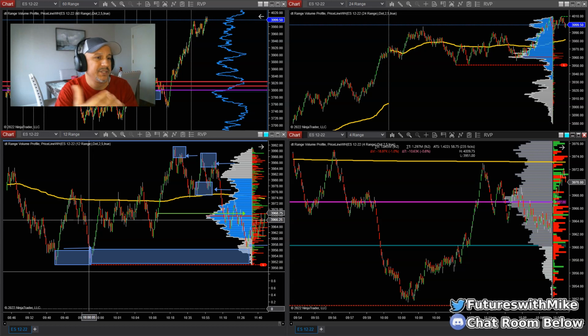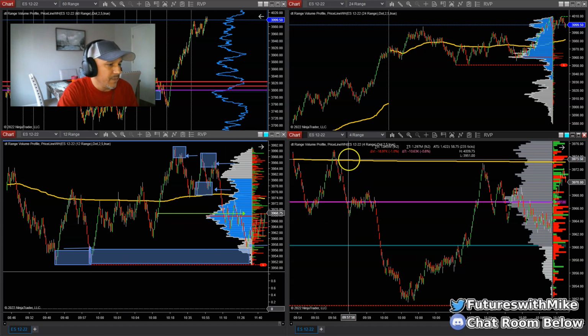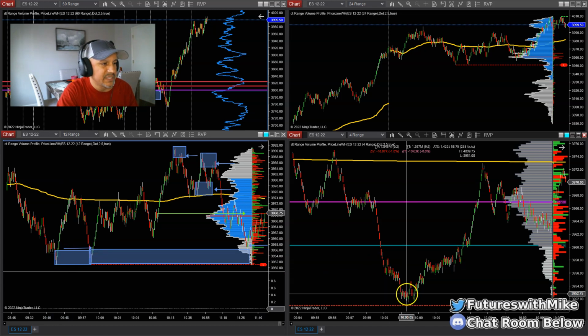So prior to you getting to that trade, you must understand what price's intentions may be, where it may try to go or move to. But let's get back focused here. So now that we tap into that 12 range demand zone on the 12 range chart, we're looking for the same thing to happen here.